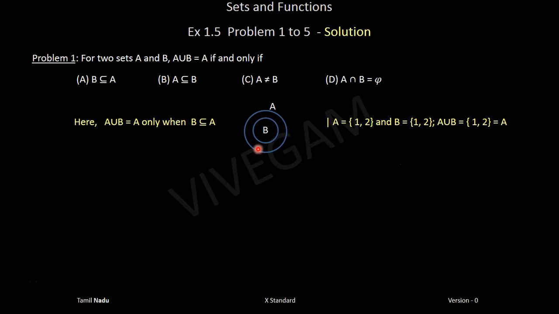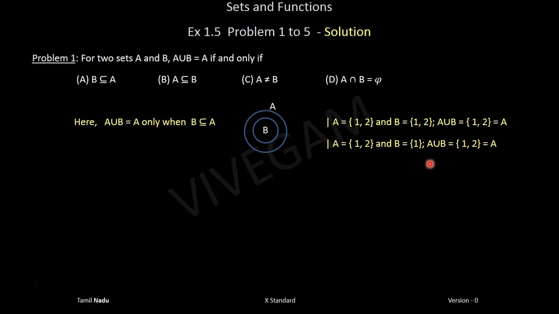So I've shown it by Venn diagram, and I'm showing it by an example also. Subset is easy to understand. Equal to is a little difficult to understand, so I'm giving you an example. Set A equals elements 1 and 2. Set B is also equal to 1 and 2. So basically set A and set B are the same. What is A union B? It is 1 and 2, which is A.